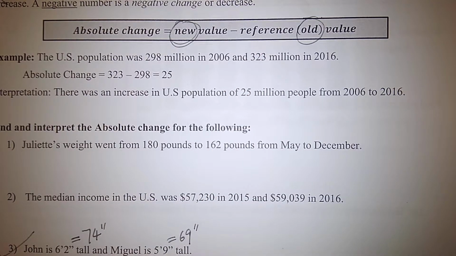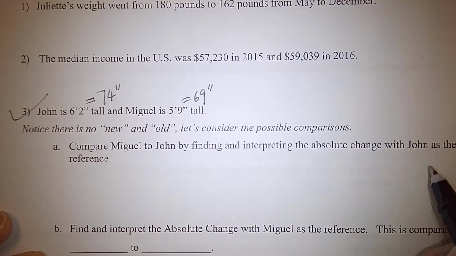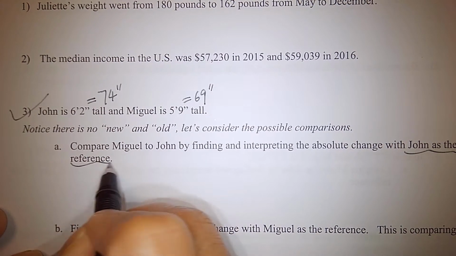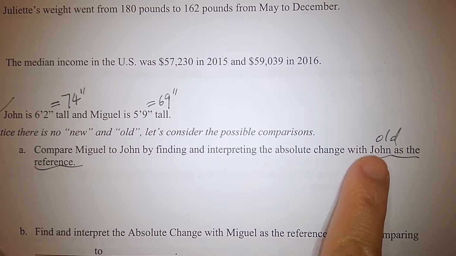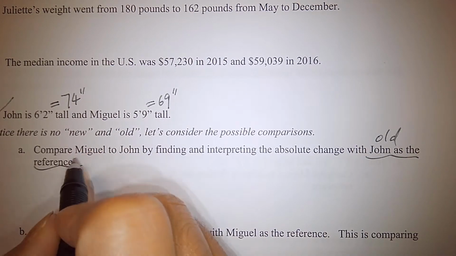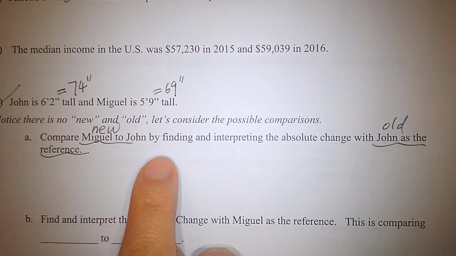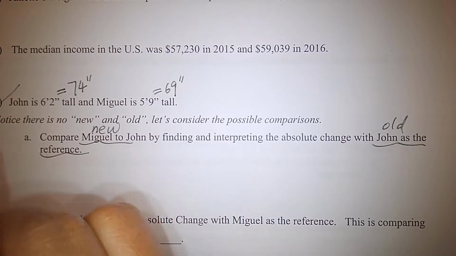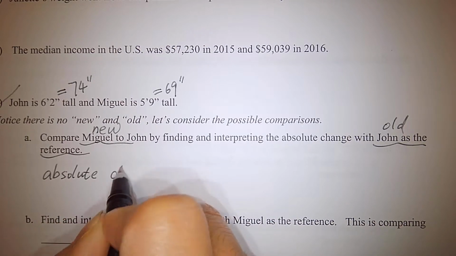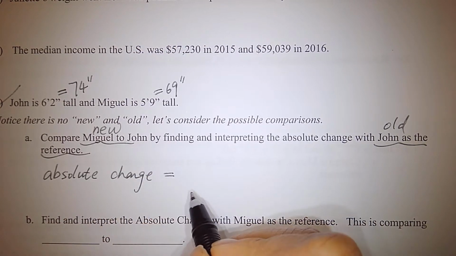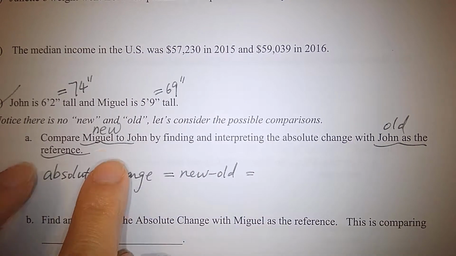Okay, so here, who is a reference? John is a reference, okay? So John as a reference. So John is the old value, okay? So Miguel compared with John, Miguel is new. Miguel's height is new. So compute the absolute change, not relative, okay? By using the formula, it should equal new minus old.